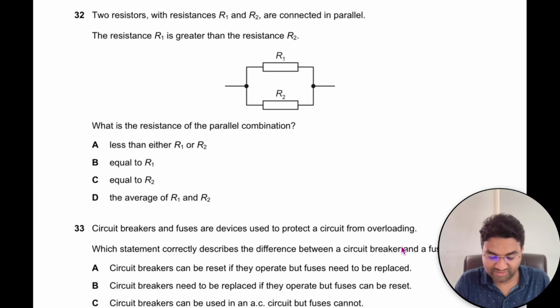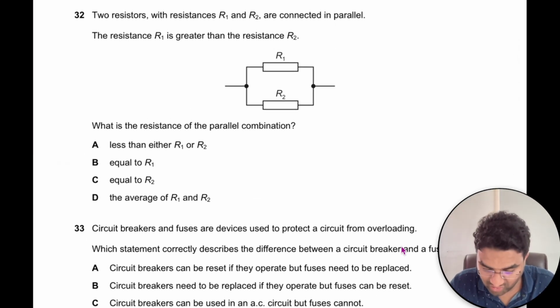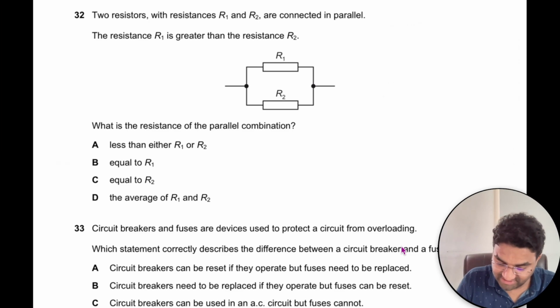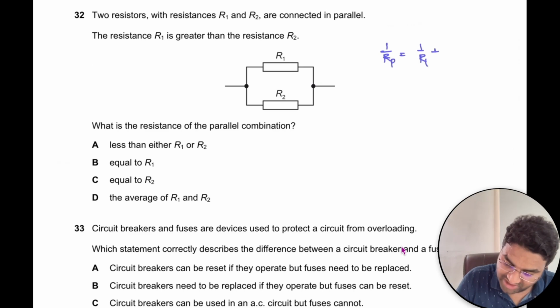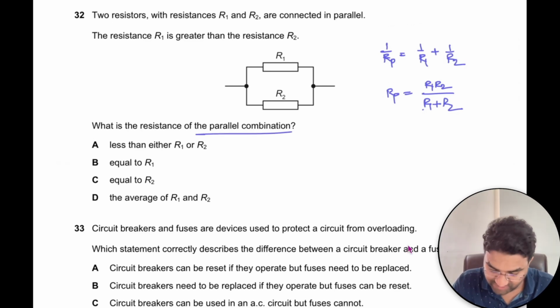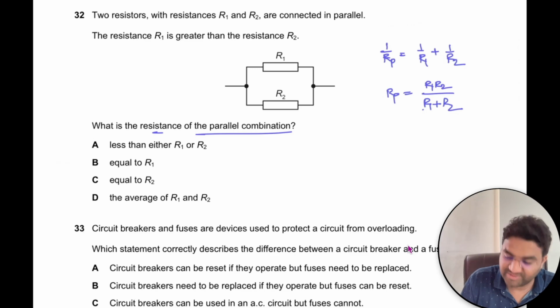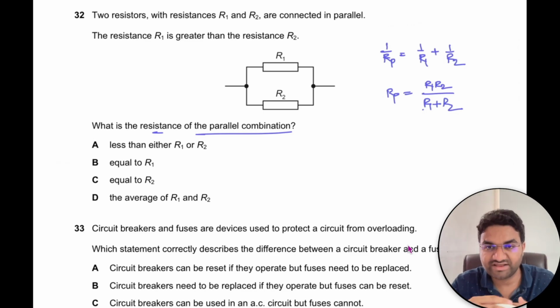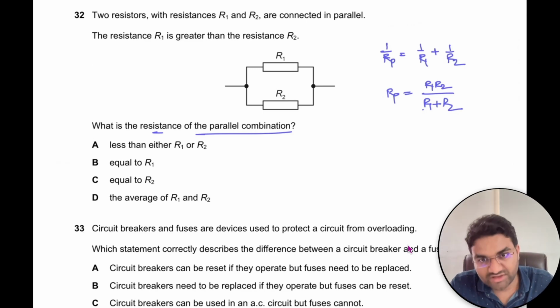Okay, then the third one: two resistors R1 and R2 are connected in parallel, and resistance R1 is greater than R2. So here 1 upon RP is equal to 1 upon R1 plus 1 upon R2, so RP is equal to R1 R2 upon R1 plus R2. Fine, so what is the resistance of the parallel combination? Parallel combination resistance means resultant resistance. We have to identify which statements are correct with respect to the resultant resistance in this case.